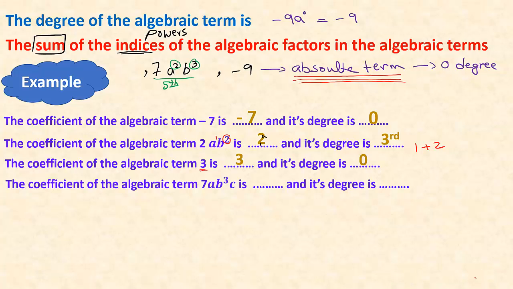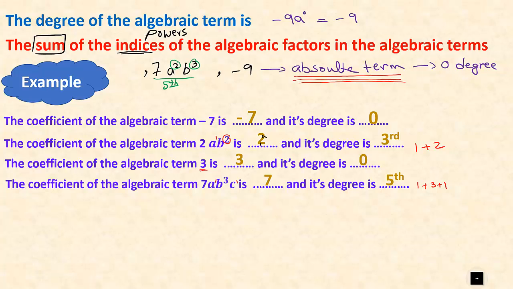What is the coefficient of the algebraic term 7ab cubed c? We know that the coefficient is the numerical factor. What is the numerical factor here in this term? It's obvious, it's 7. And what about the degree of this term? We know that the degree of any term is determined upon the adding or the sum of the powers of the unknowns or the algebraic factors. So here I have a, and I know that a is to the power of 1, b is to the power of 3, and c is to the power of 1. So 1 plus 3 plus 1, so this term is of the 5th degree.